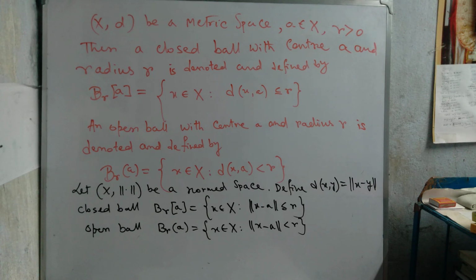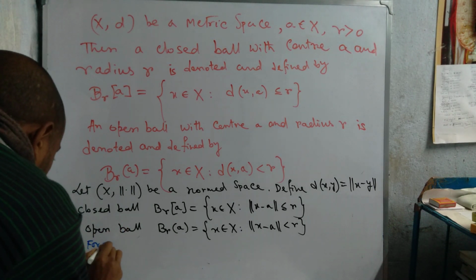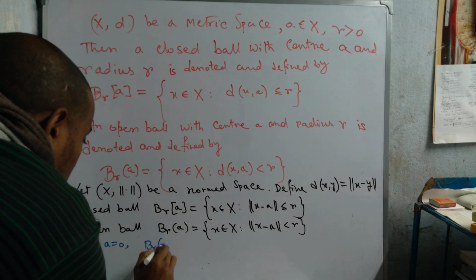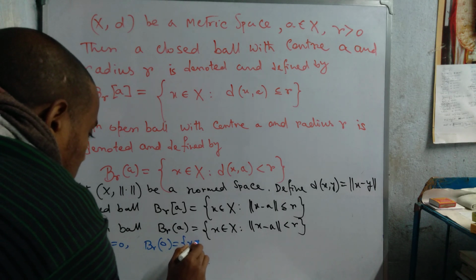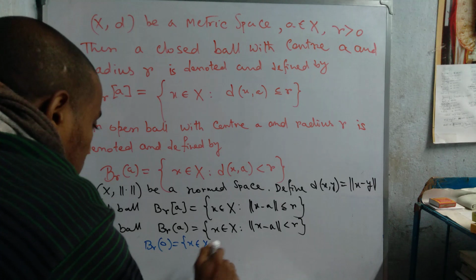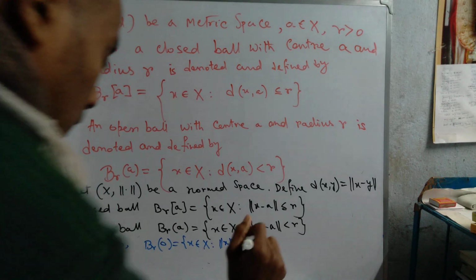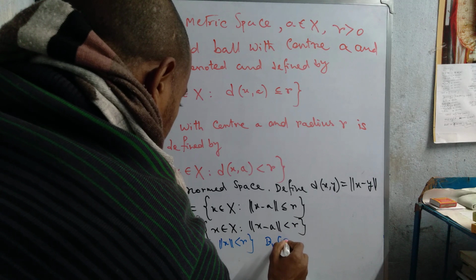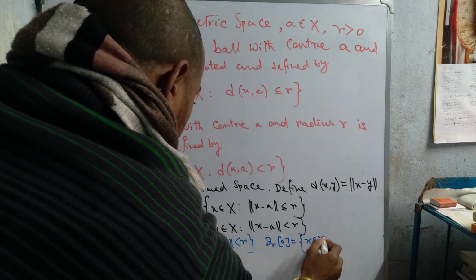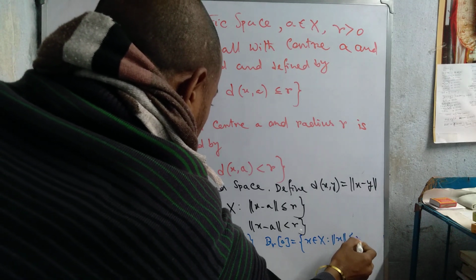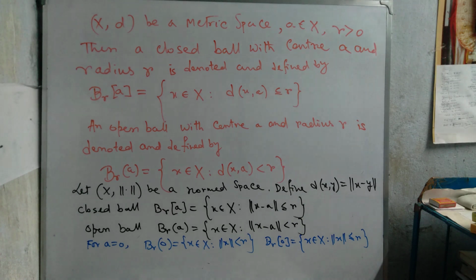Then we also discuss the next portion. The next portion is, if a equal to 0, then what happens? That means for a equal to 0, B_r(0) equal to what? x belongs to X such that norm x less than r. And B_r[0] equal to what? x belongs to X such that norm x less than or equal to r.